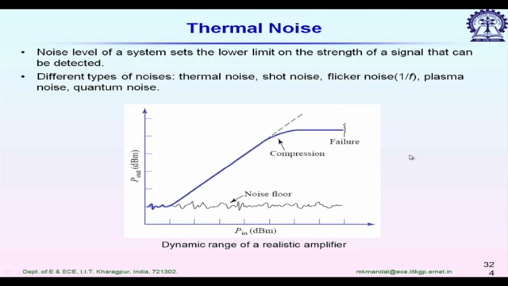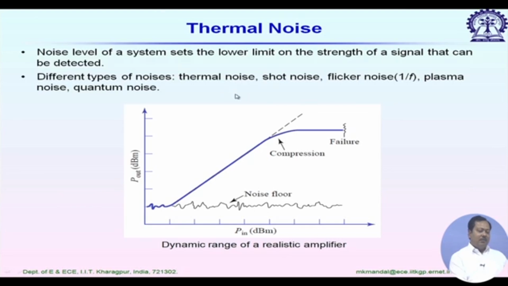Now, the sources of noise can be different. It can be thermal noise, shot noise, flicker noise, plasma noise, quantum noise, etc. Among these, thermal noise plays the most important role, and its contribution is highest among all these different noise sources. So why does thermal noise happen?